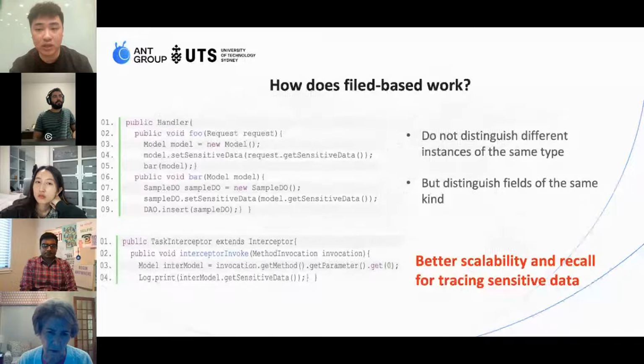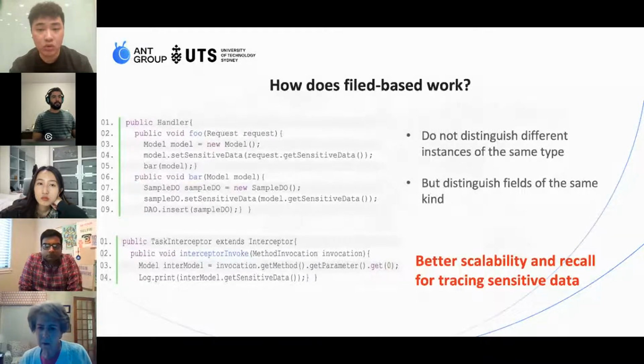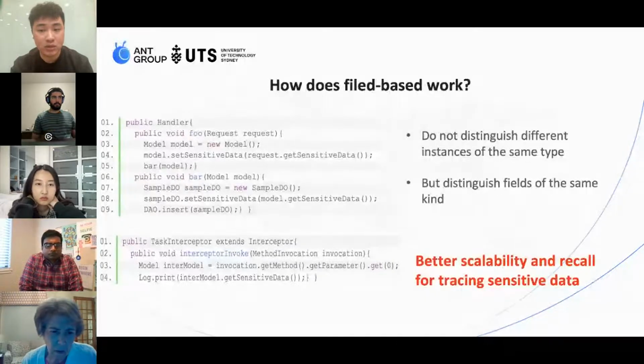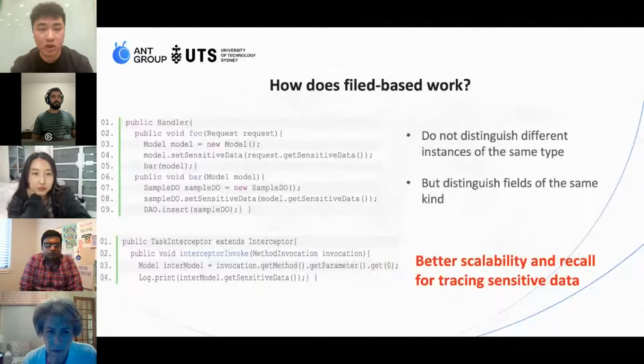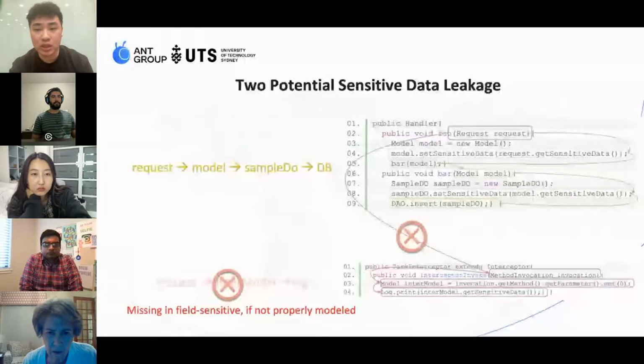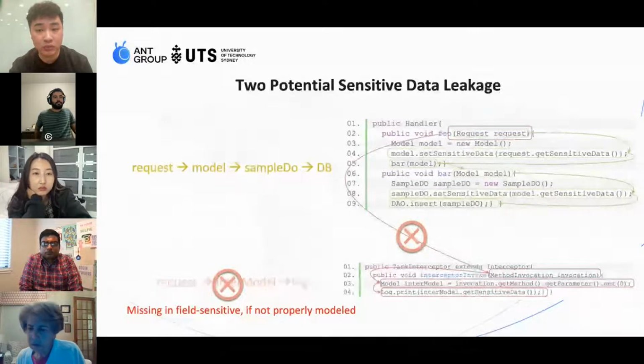Compared to field-sensitive analysis, our field-based analysis relies less on the pre-built choreograph, which could provide better scalability and recall for chasing sensitive data. The field-based analysis doesn't distinguish different instances of the same type, but distinguishes fields of the same kind. By merging all usage of the field in the microservice, we are able to perform the inter-procedure analysis without the pre-built choreograph. For example, in this case, the sensitive field of the class model is seen as the same everywhere in the program, which will be merged in the field-based analysis.